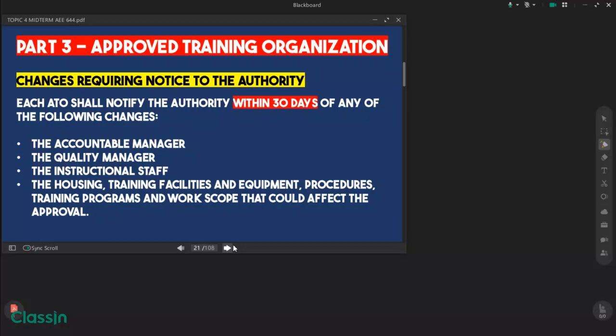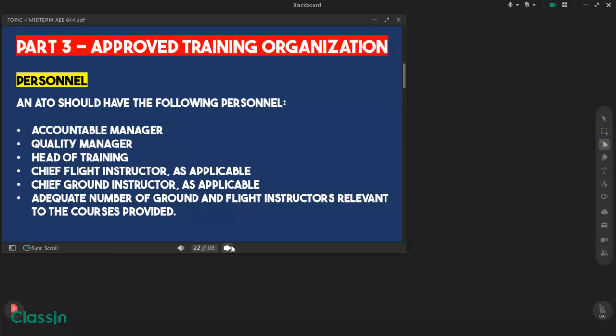So, each ATO shall notify the authority within 30 days kapag nagbago sa mga different personnel natin. So, accountable manager, the QM, instructional staff, housing training facilities, and so on. So, ATO should have the following personnel: AM, QM, head of training, chief flight instructor. Pag flying school, may flight instructor. Kapag wala, we just have the ground instructor or what we call as the TI natin or the technical instructor natin siyang tinatawag. Okay?